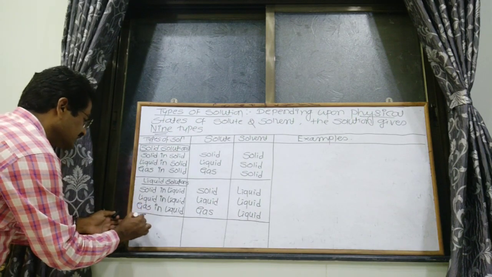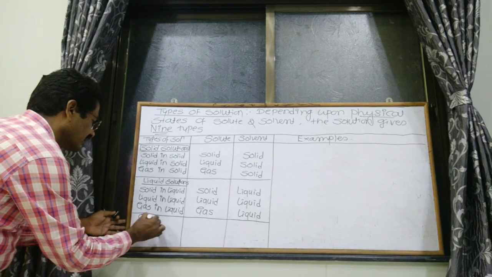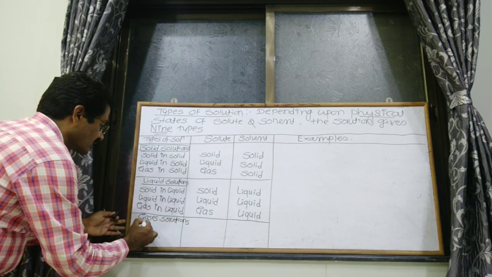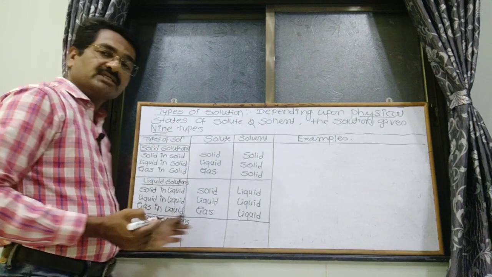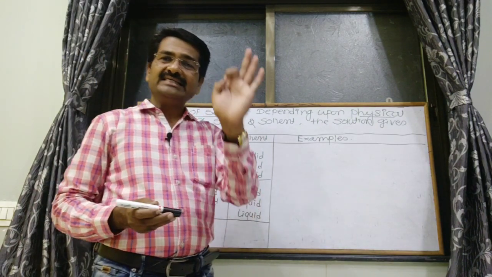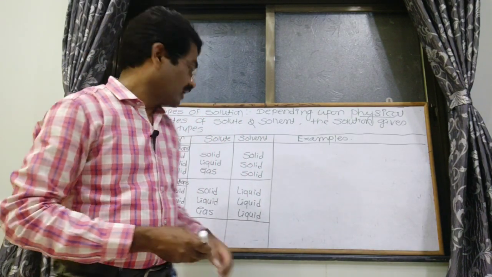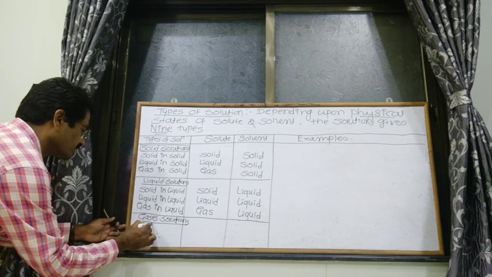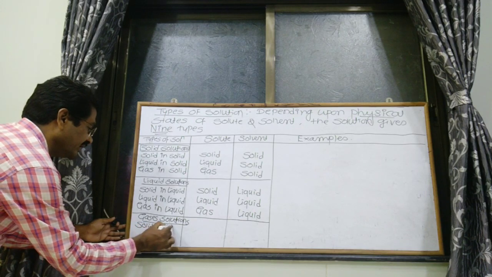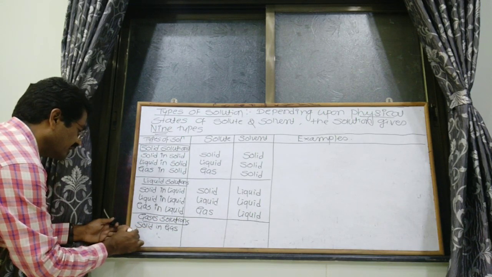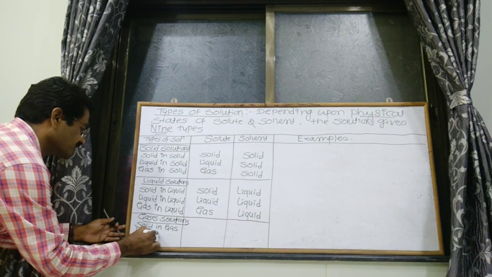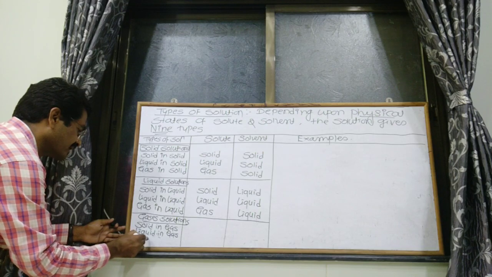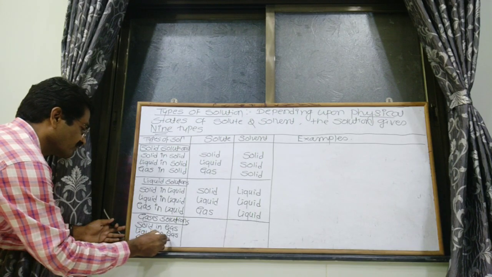And last, that is gaseous solutions. Which are the gaseous solutions? The solutions in which the solvent is always gas. These also give three types. First, solid in gas. Then liquid in gas. And last, gas in gas.